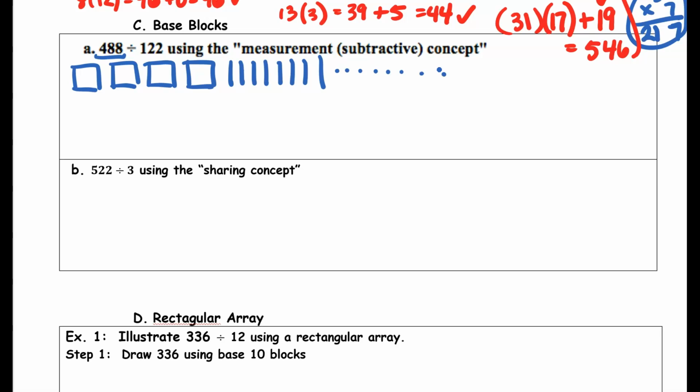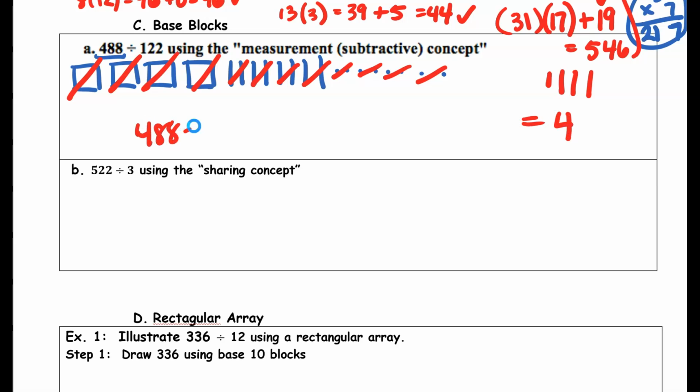It would take forever. So let's keep subtracting 122, and I'm going to do it using the blocks. So if you had these in front of you, like the actual blocks, you just take away 122 at a time. So there's 122. So I subtracted 1 time. I'm going to just tally over here. And then there's 122. Okay, did it again. 122, I did it again. 122, and I did it again. So I end up doing it 4 times. So 488 divided by 122 is equal to 4.